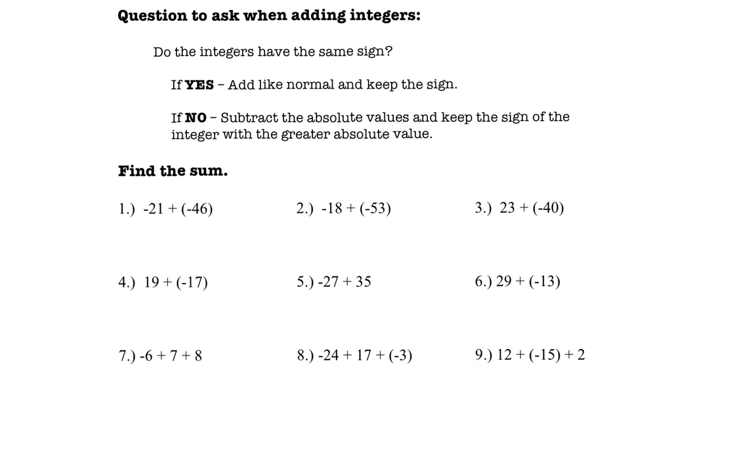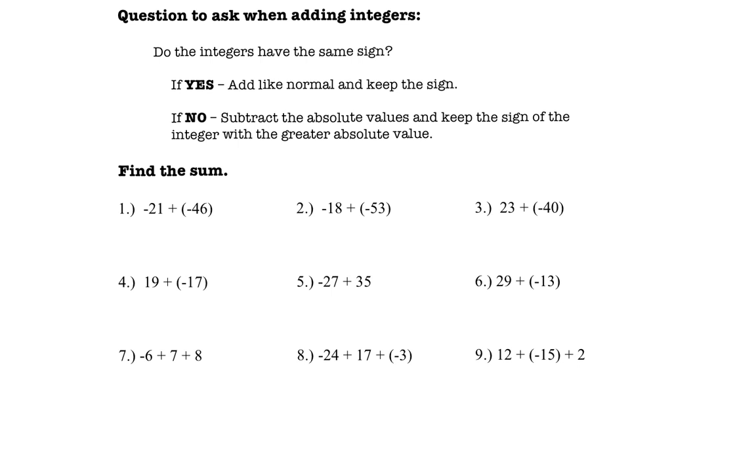All right, so you'll notice at the top here when I say questions to ask, basically every time you get to a problem that has positive and negative numbers that you're adding, you want to ask, do they have the same sign or different signs? And if they have the same sign, we add and keep the sign. If they have different signs, that's when we have to do subtraction and think about which one's further from 0. So let's put this into practice.